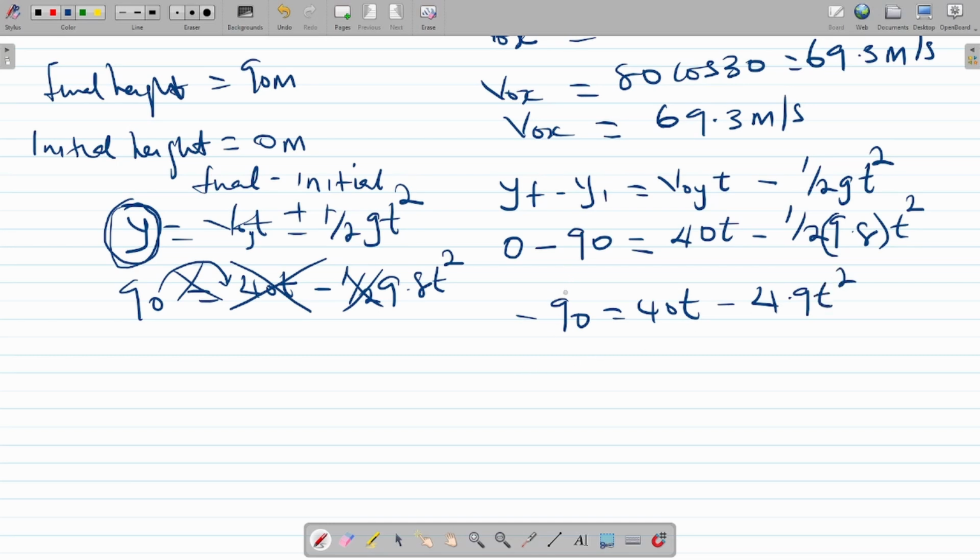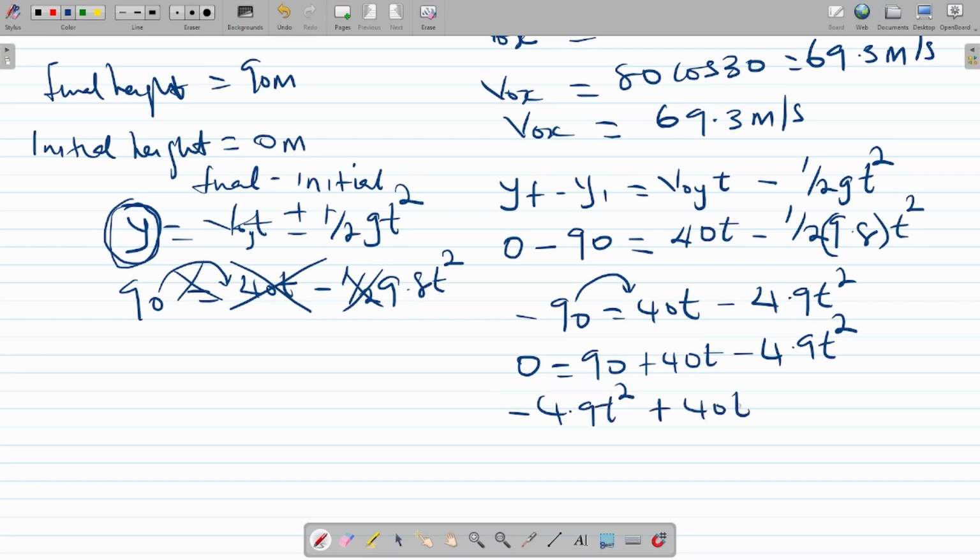So to create a perfect quadratic equation, I'm going to move the negative 90 across. We now have 0 is equal to, if the negative 90 goes across, it becomes a plus, 90 plus 40t minus 4.9 t squared. So let me flip this equation. If I flip it, we're going to have negative 4.9 t squared plus 40t plus 90 is equal to 0. So this is the quadratic equation that we need.